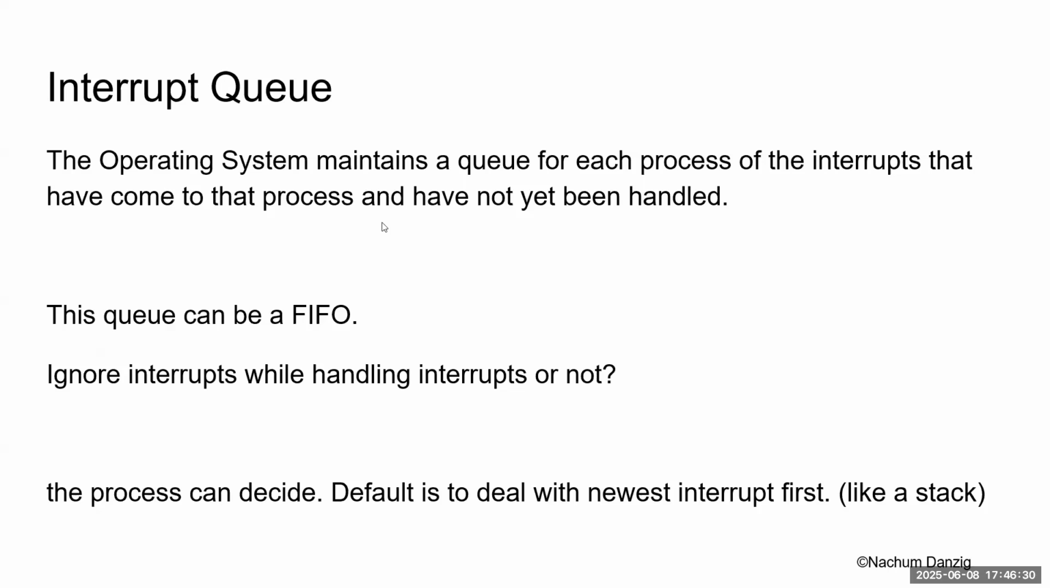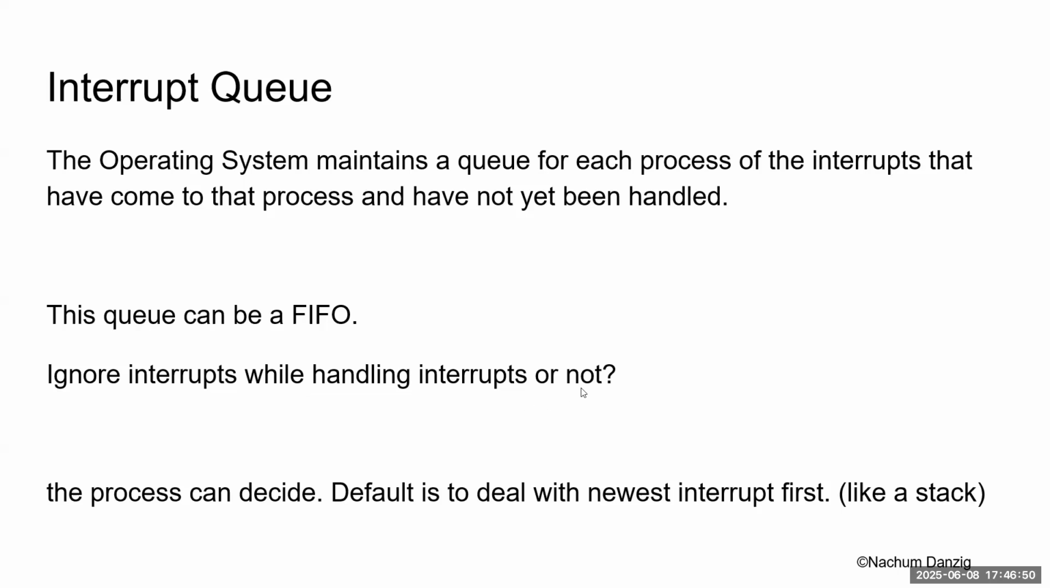There's something called an interrupt queue, which reads like this: the operating system maintains a queue for each process of the interrupts that have come through that process and have not yet been handled. This queue could be a FIFO. There could be many interrupts that came one after the other. Do we ignore interrupts while handling interrupts or not?